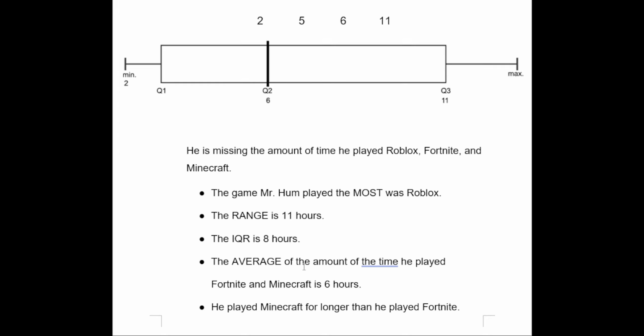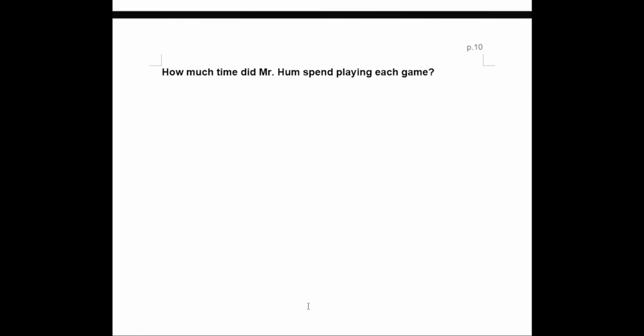The average of the amount of time he played Fortnite and Minecraft is 6 hours, which means if you take the time he played Minecraft and the time he played Fortnite, add them up and divide by 2, you should get 6 hours, okay? And he knows he played Minecraft for longer than he played Fortnite. And we want to know how much time Mr. Hum spent playing each game.